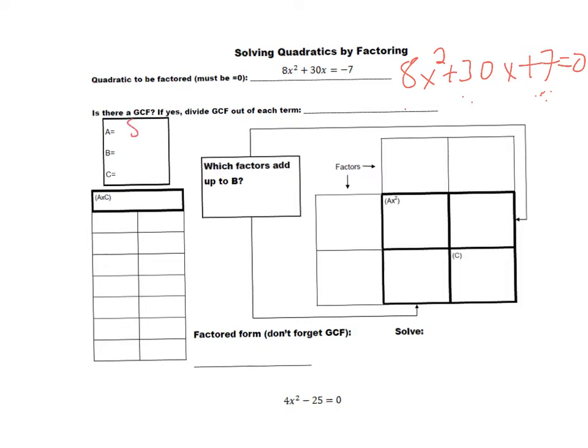So what's A? A is 8. Remember, A is the number in front of the x squared. And then B is the number in front of the x. And C is my constant term, which you probably saw in that test, right? Which you had to make. So 30 and then 7. Then the next step in the process is to multiply the A number times the C number. So that's going to be 56.